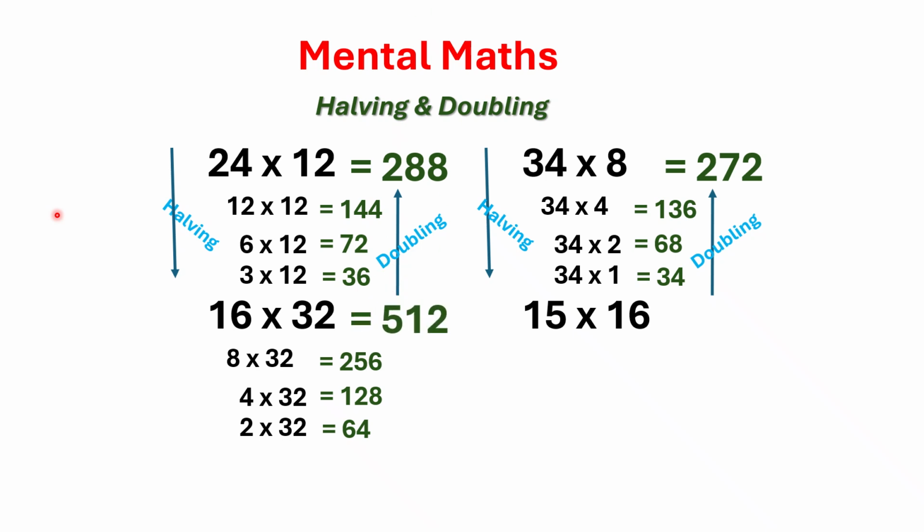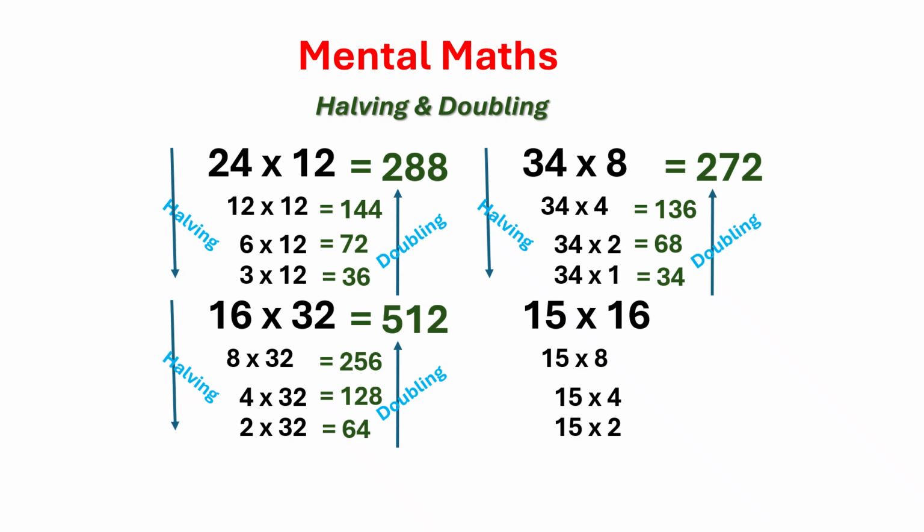Now let's do 15 times 16. We can't halve the 15 because it's going to give you a decimal. It gives you 7.5. Now let's halve just the 16. So it's 15 times 8. Half the 8, 15 times 4. Half the 4, 15 times 2.